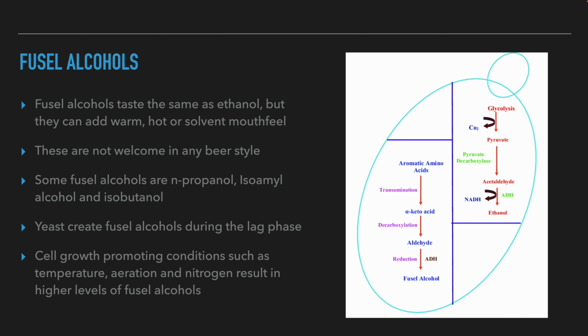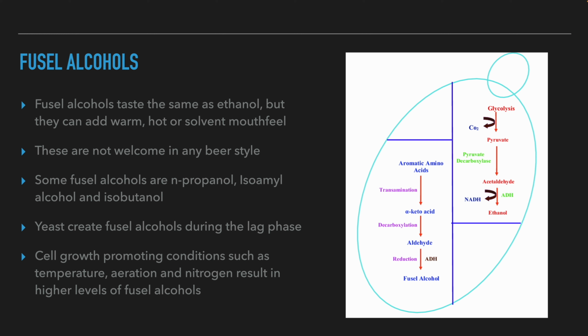The following flavor compounds are the so-called fusel alcohols. These alcohols taste like ethanol, but they can also add a sensation of heat, alcoholic burn, and solvent to the beer. These compounds are not desirable in all styles of beer, and we want to avoid them. Some examples of such alcohols are n-propanol, isoamyl alcohol, and isobutanol.